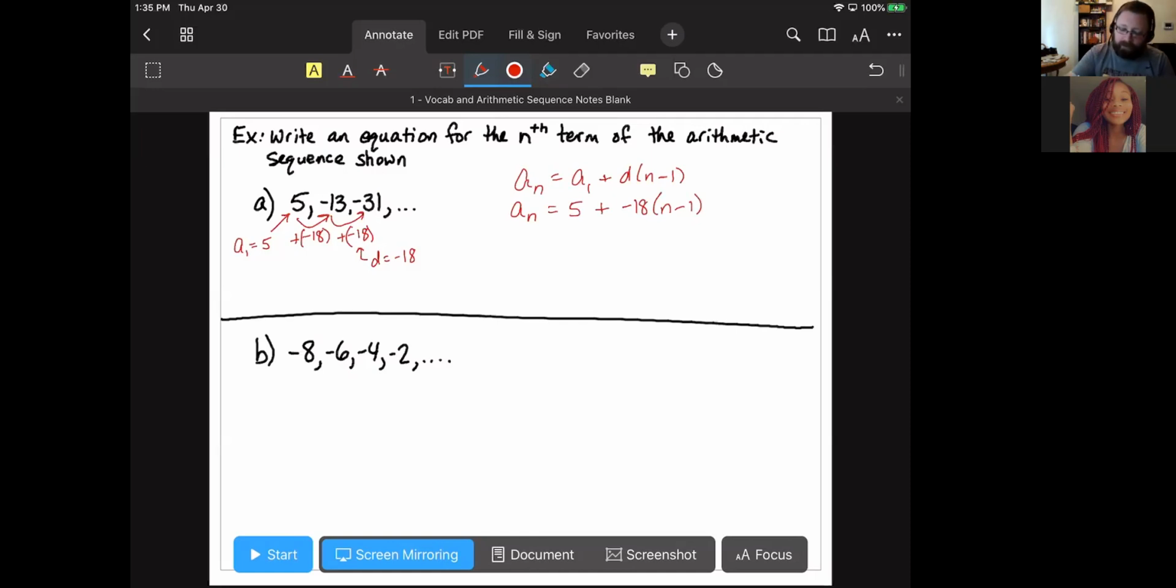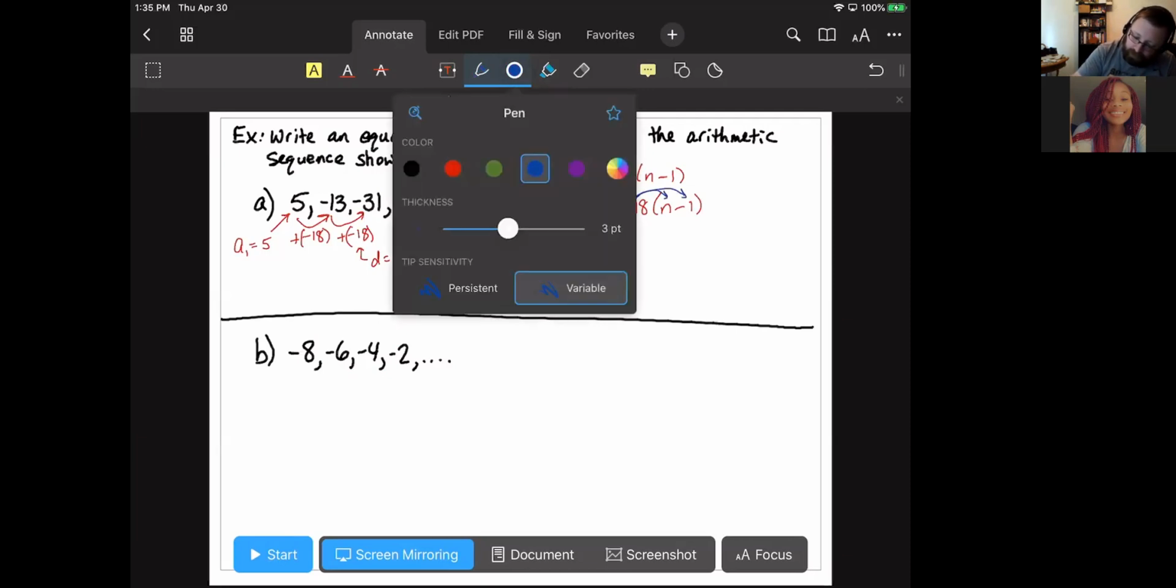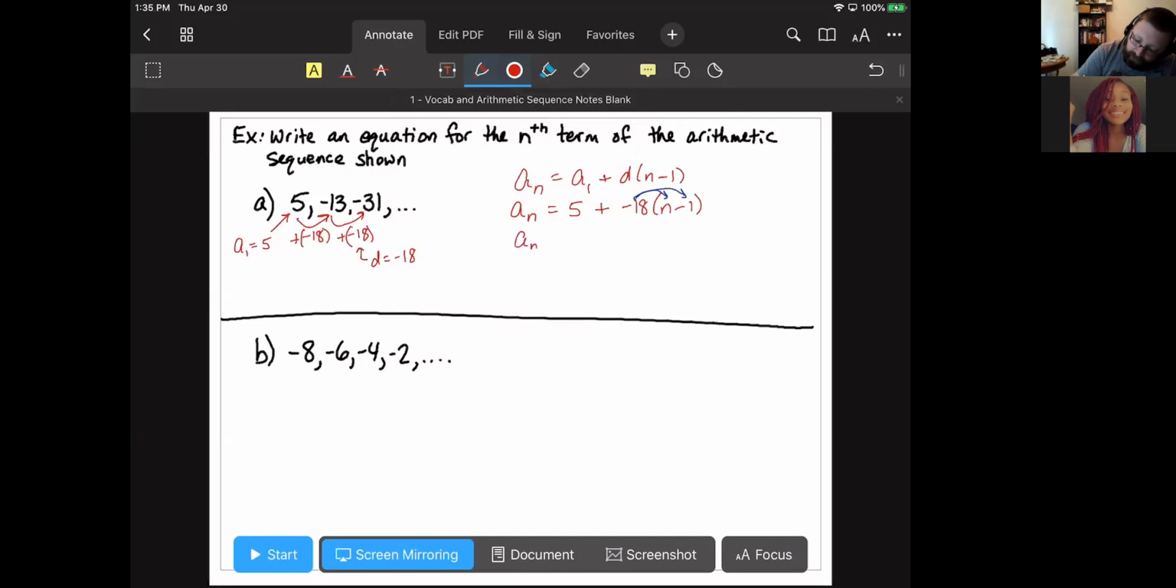So then from there, all we need to do is simplify. What I mean by that is we're going to distribute -18, which would give us A sub n equals 5 minus 18n plus 18. And then we're going to add like terms, which would give us A sub n is -18n plus 23. This would be the equation for the nth term of that arithmetic sequence.